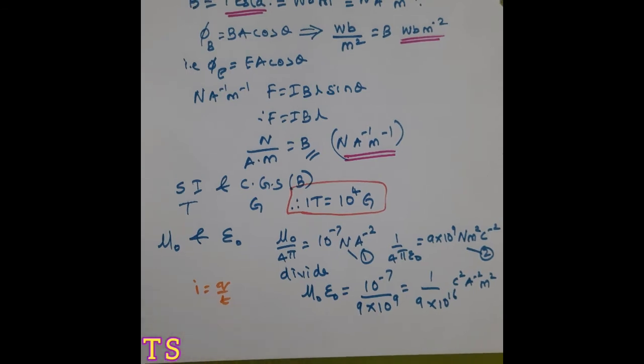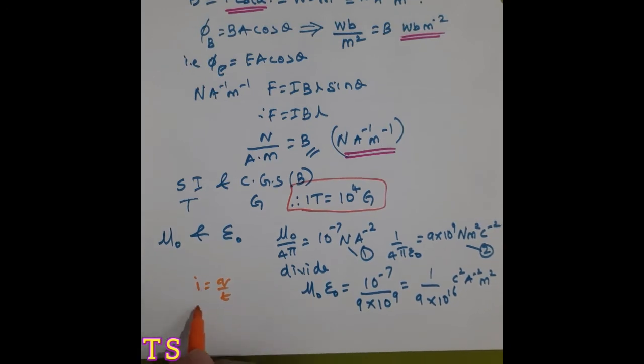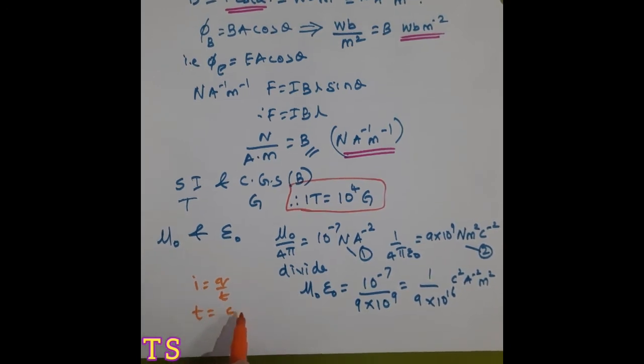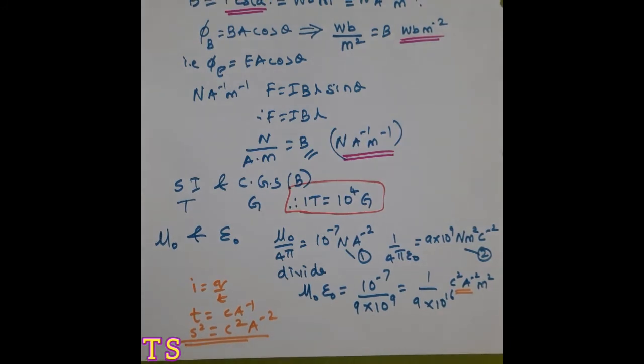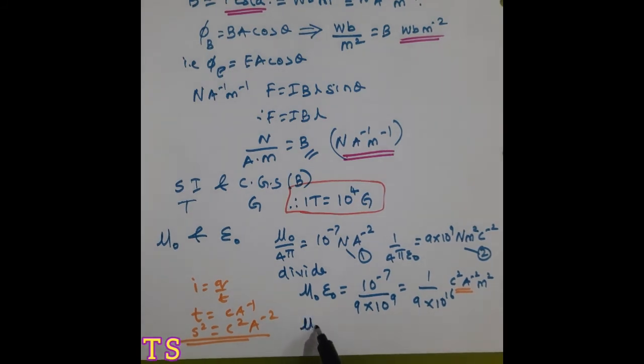If I simplify this, I get T equals Coulomb per ampere. If I square this, I get C square per ampere square, which is my second square. So if I look at this value, C square per ampere square can be substituted as S square. So if I substitute this value as S square, what do I get? It's mu naught epsilon naught equals 1 by 9 into 10 raised to 16 S square meter square.